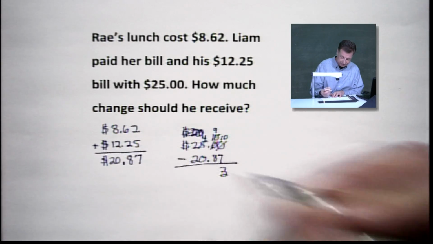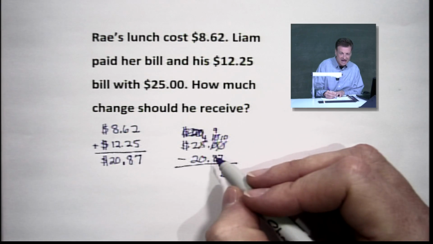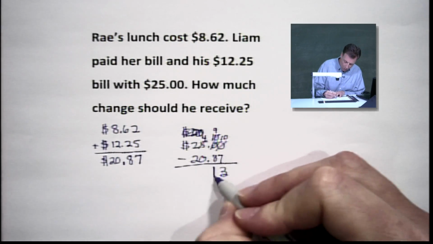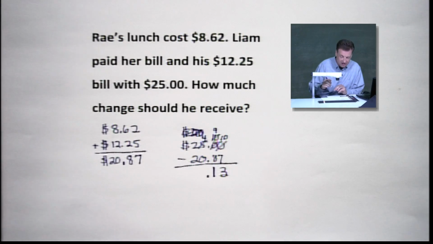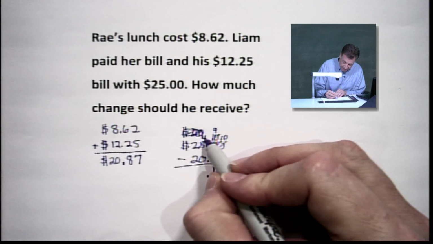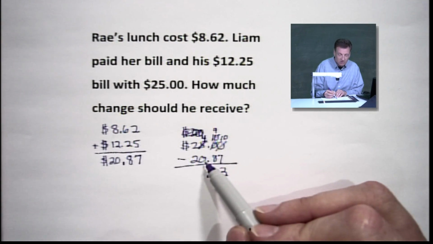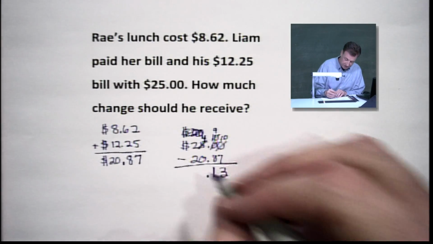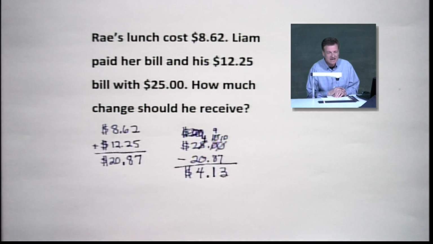10 minus 7, that gives us 3. And on the front end here, we've got 9 minus 8, which we can do. That gives us 1. So we got 13 cents coming back to him in the chump change, as I like to call it. Now, remember, this is a 4. That 5 is gone. It's now 24, and we're going to subtract 20 from that. So, my friends, that's going to give us $4.13.